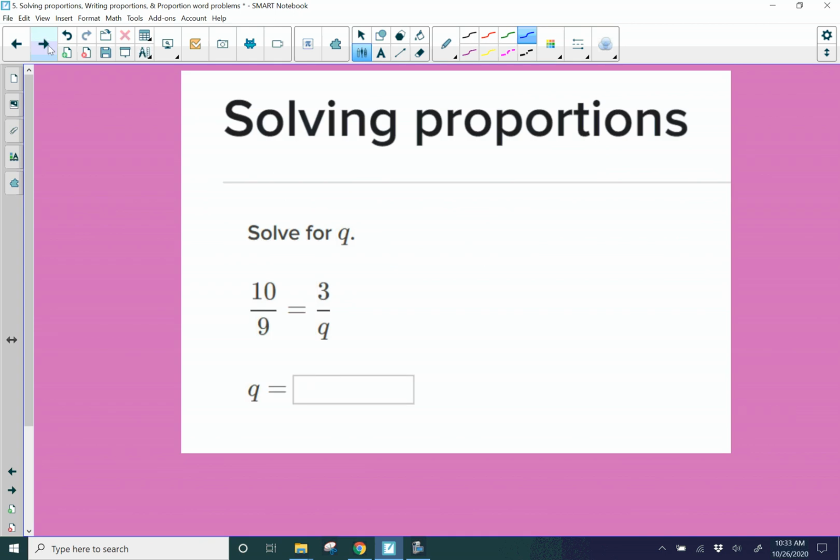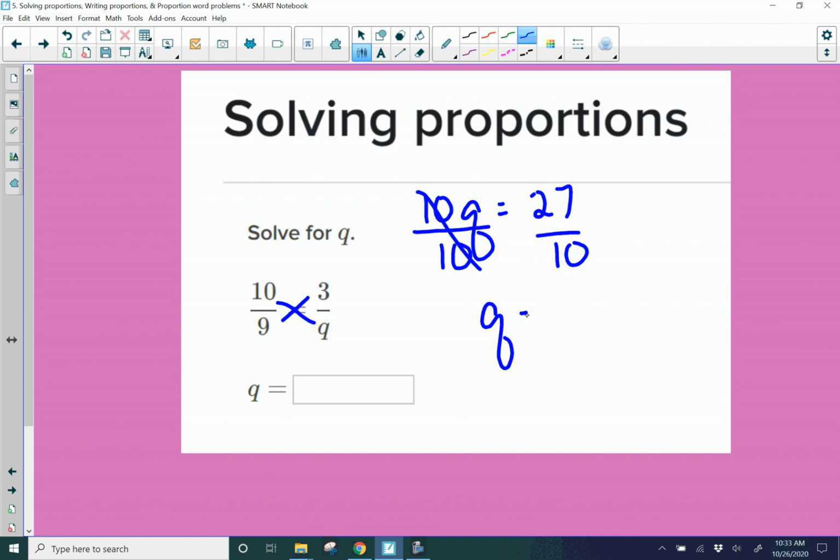Okay, again, we're just going to find our cross products. 10 times q is 10q. 9 times 3 is 27. And then to get q by itself, we just simply divide through by 10, leaving us with an answer of 27 over 10. Or if I were to divide 27 by 10, I would get 2.7. So either of those would be correct answers.